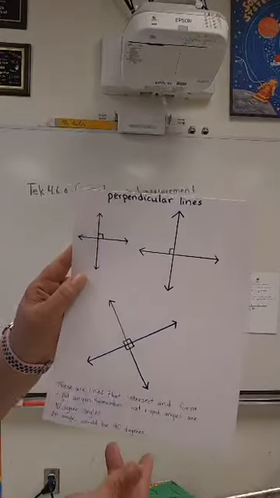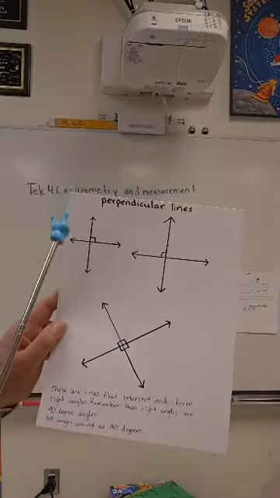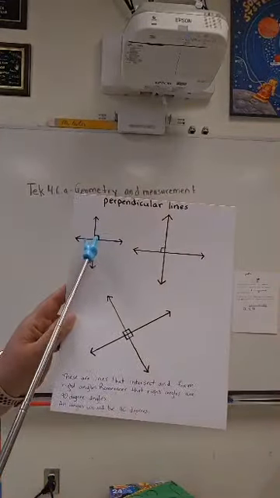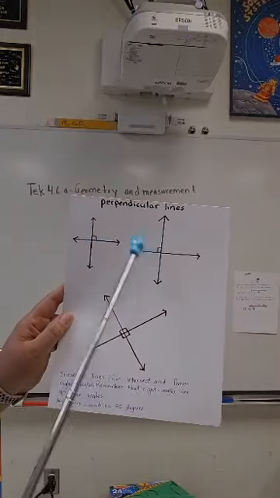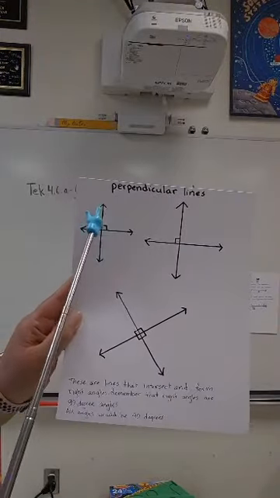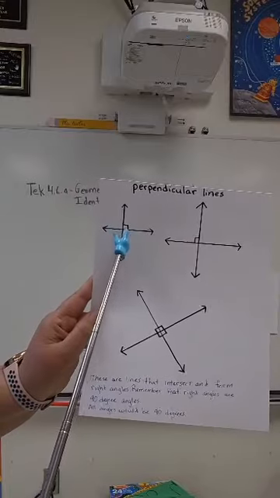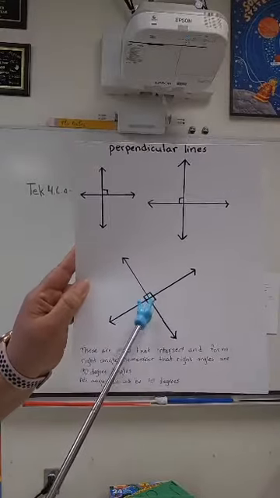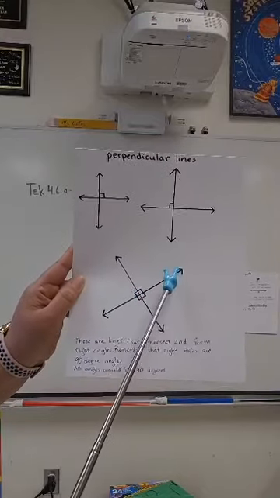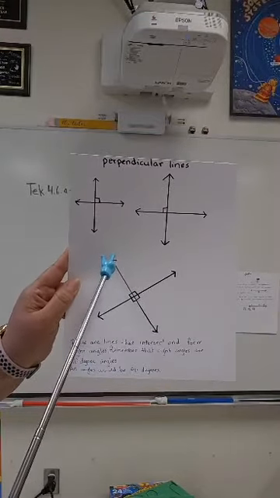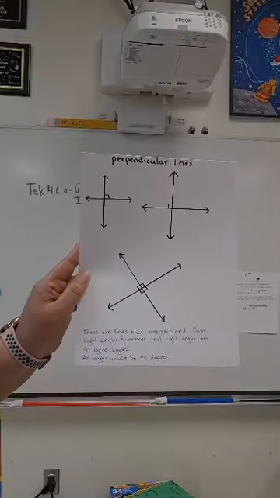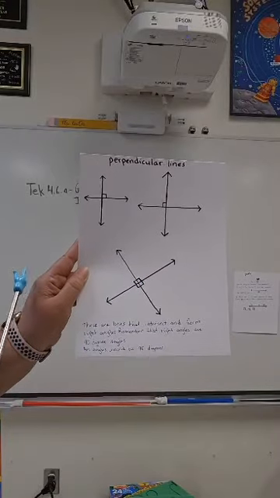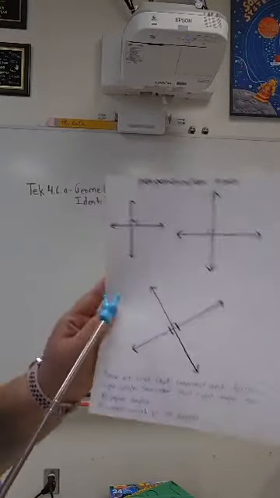The next lines will be the perpendicular lines. They will all have a right angle. And if one of the angles is a right angle, that means all of the other angles will be right angles, as demonstrated here. And the arrows, we know that means it will go on forever in every direction. All the angles would be 90 degrees.